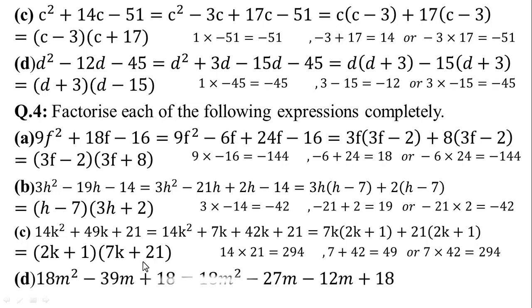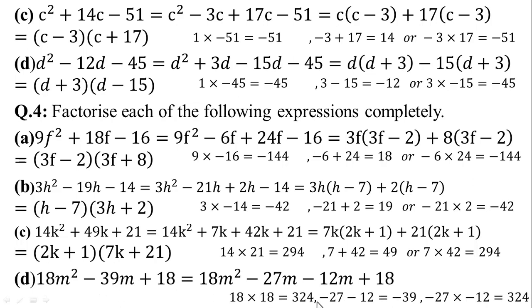In D part, we can see that 18m square minus 39m plus 18. First of all, 18 multiplied by 18, answer is 324. Now the midterm breaking of 39 into two parts, minus 27 and minus 12. Answer is minus 39 and minus 27 multiplied by minus 12, answer is 324. So we have 18m square minus 27m minus 12m plus 18.